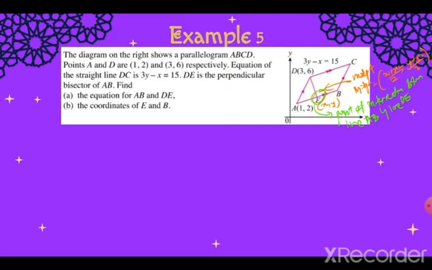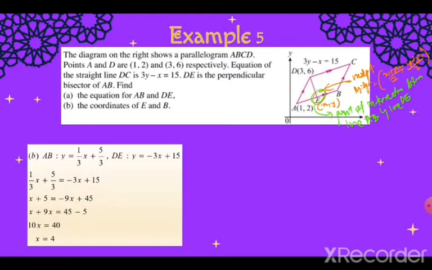We are dealing with simultaneous equations. Do we have the equation for DE? Of course we have. Do we have the equation for AB? Of course we do, we have both equations. So what you need to do is apply simultaneous equations. From here, AB is y equals 1 over 3x plus 5 over 3, and DE is y equals -3x plus 15.